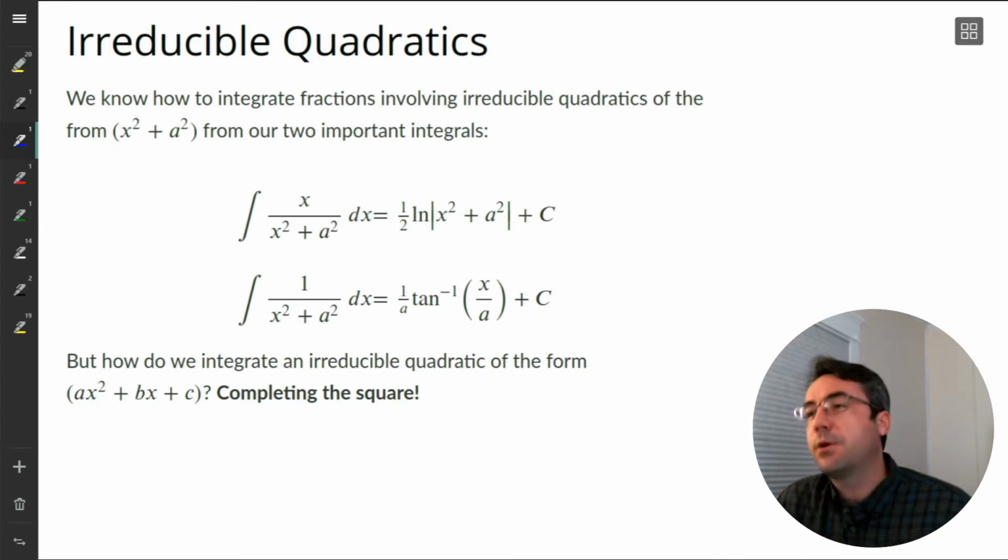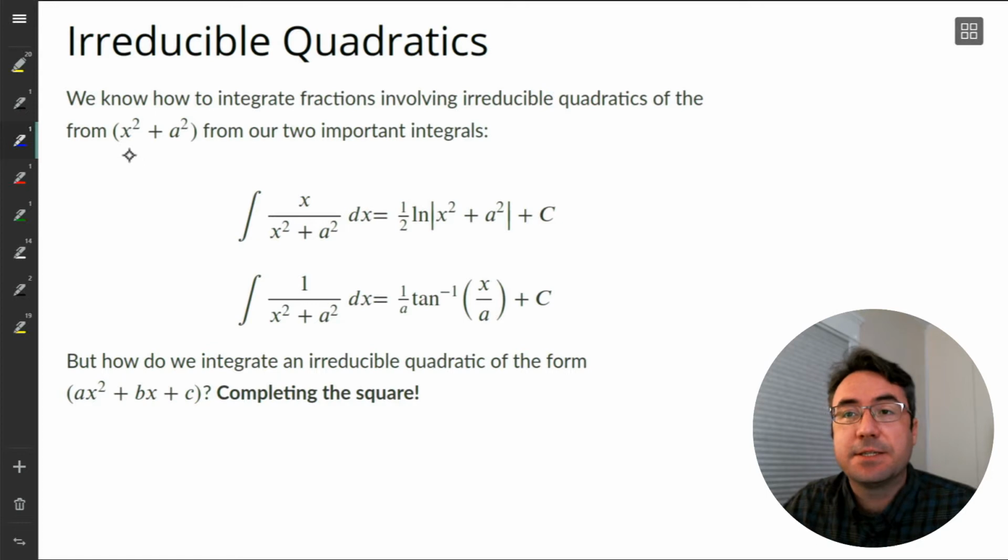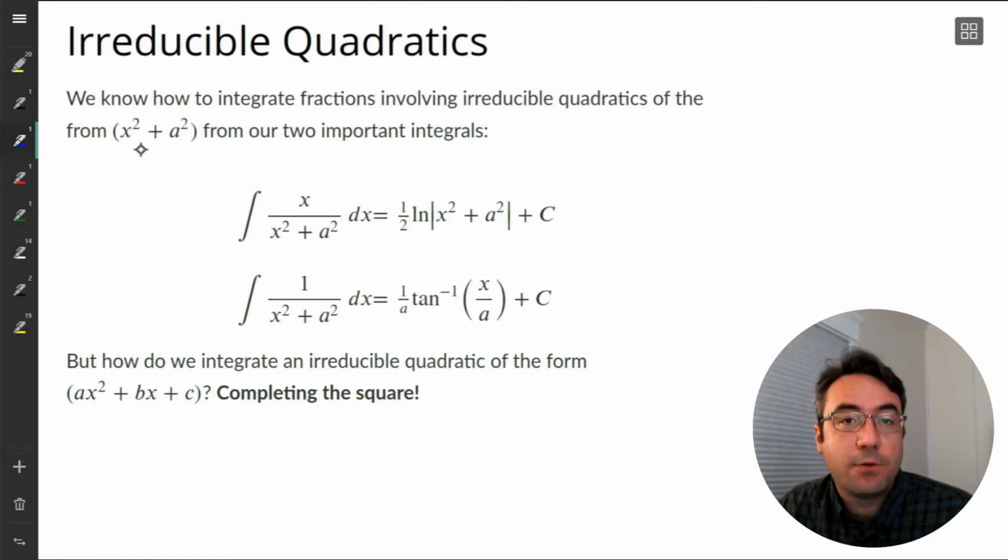So we know that when we go through a partial fraction decomposition, we sometimes end up with an irreducible quadratic term. It just happens. And so far we've seen how to integrate those terms of the form x squared plus a squared, those irreducible quadratics. And we have these two nice integral formulas here. The integral of x over x squared plus a squared is equal to 1/2 natural log of absolute value x squared plus a squared. That's a u substitution.